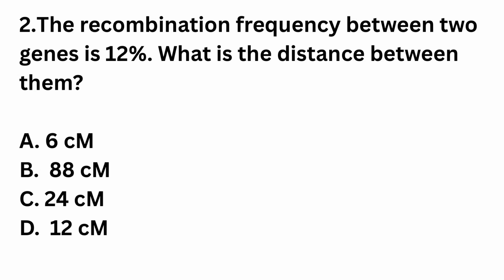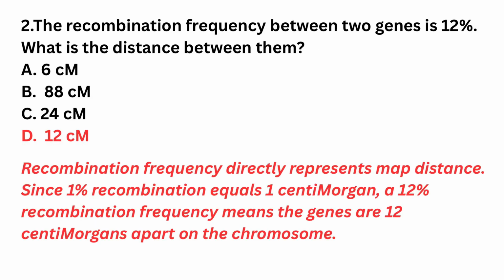Question number 2. The recombination frequency between two genes is 12%. What is the distance between them? 6 centimorgans, 88 centimorgans, 24 centimorgans, 12 centimorgans. The right answer is option D, 12 centimorgans. Recombination frequency directly represents map distance. Since 1% recombination equals 1 centimorgan, a 12% recombination frequency means the genes are 12 centimorgans apart on the chromosome.